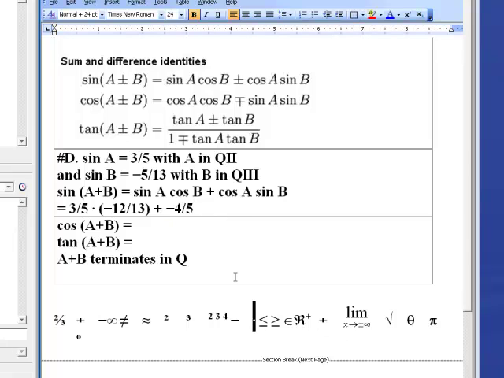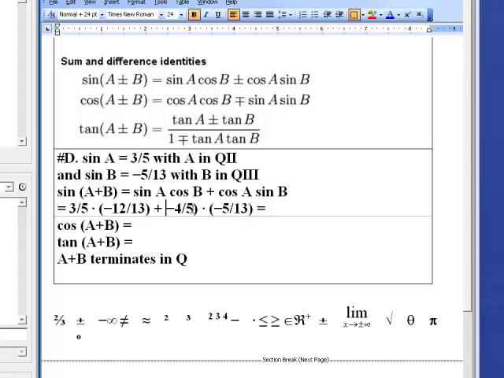Times sine B, where we already have it given as minus 5/13. So there we go. And we come up with negative 16/65. I did this here in my notes on the side. You may double check that.